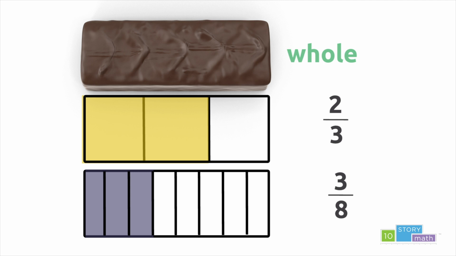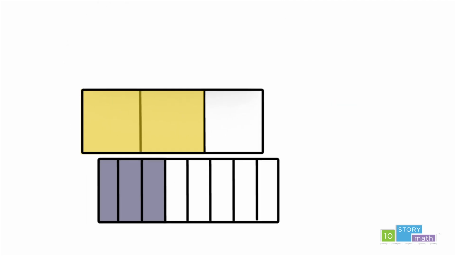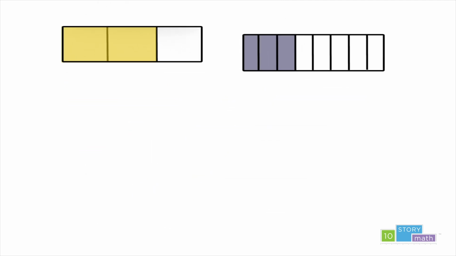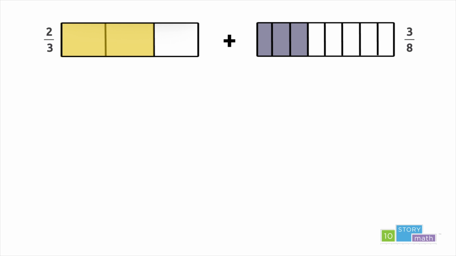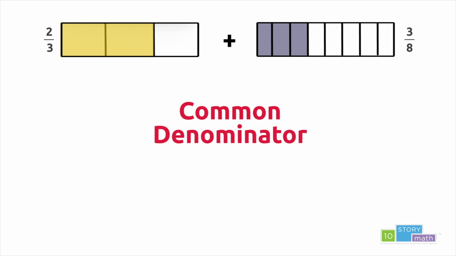In order to find out exactly how much candy bar I gave away, we're going to need to find the sum of 2/3 and 3/8, and that's a bit of a tricky problem. As you can see, each bar is broken into different sized parts based on the denominator. In order to add 2/3 plus 3/8, we need to get these parts to be the same size, without changing the amount of candy bar you or your friend get. That's called finding a common denominator.